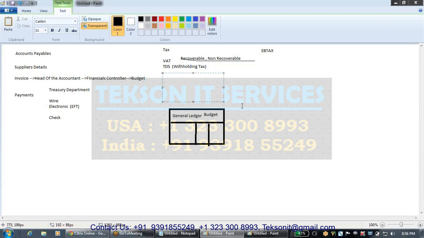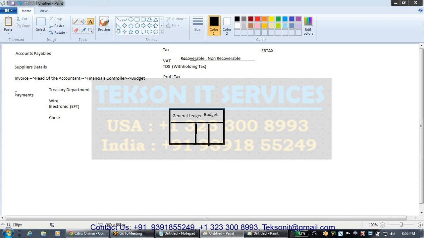The TDS. Yeah, that's what. So we have a professional tax. Professional tax also comes under the TDS, right? And also the direct TDS. So this TDS concept also we are going to learn when we learn the accounts payable.